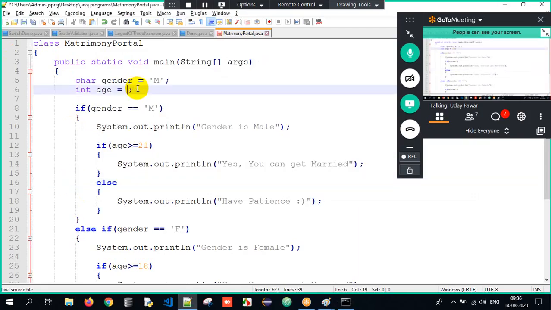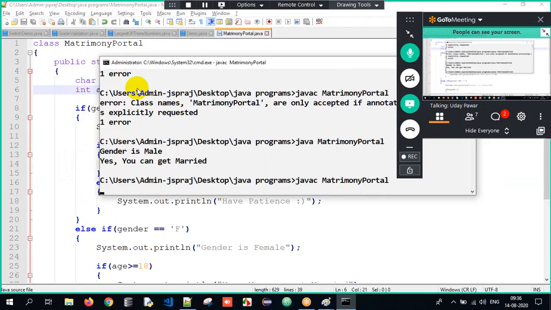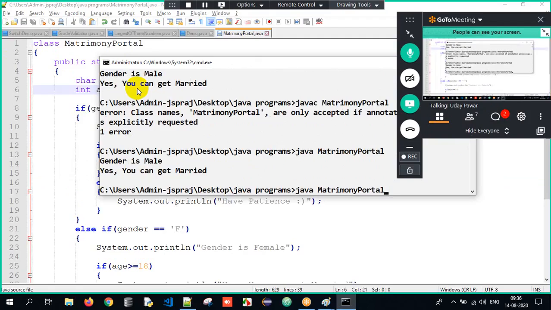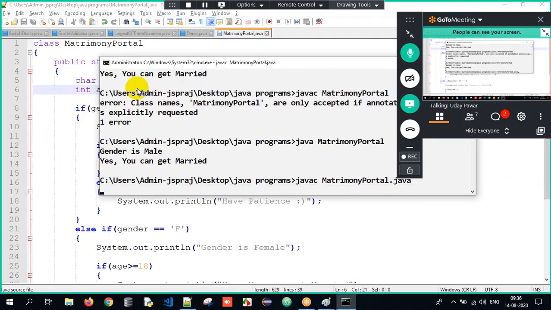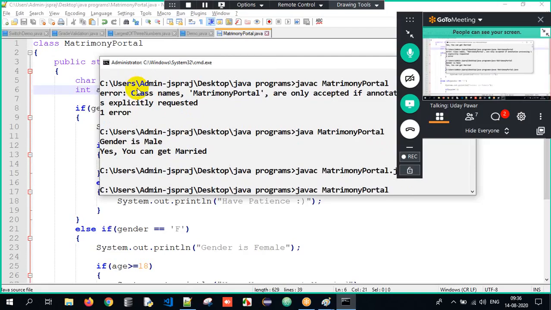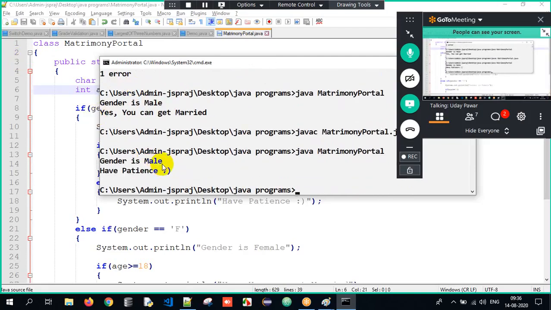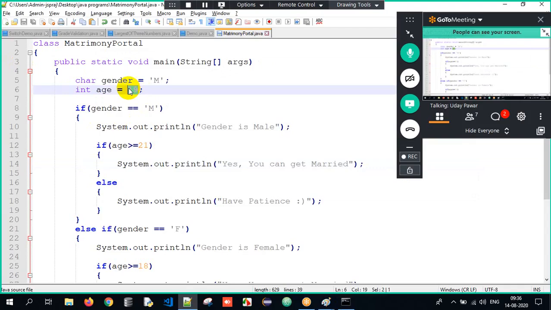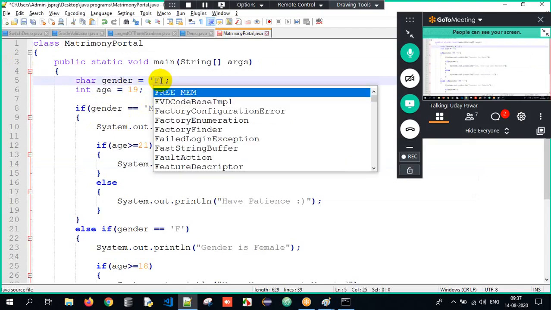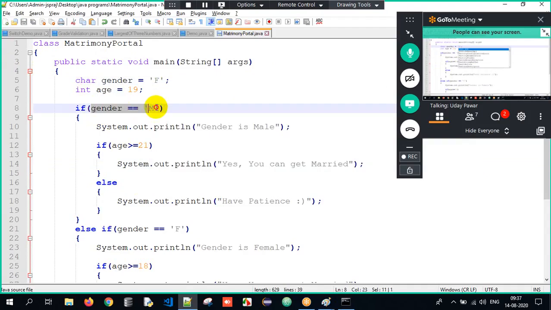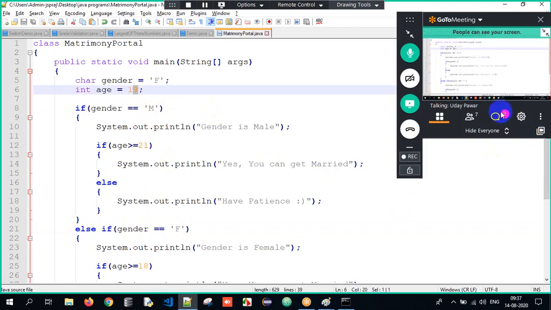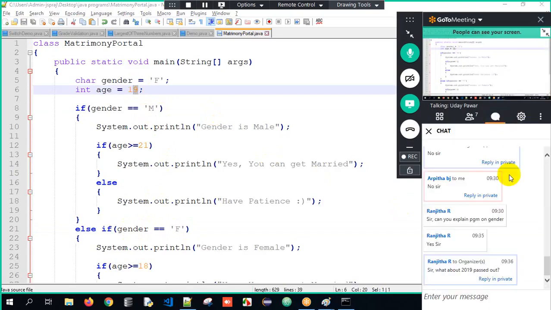But if I give the age as 18 or 19 and compile it, it has to get compiled first and then I have to interpret it. Can you see? Gender is male, but still have patience. He's male, but his age is not greater than or equal to 21. The same thing you can do with F also. Is gender equal to male? No. Is gender equal to female? Yes. Age is 19, yes, she can get married. So that way you can improvise and try to do it. Got the clarity over here? This is all about it.